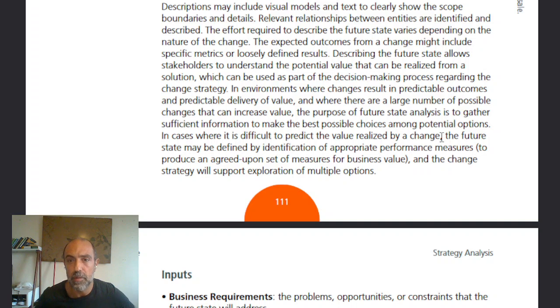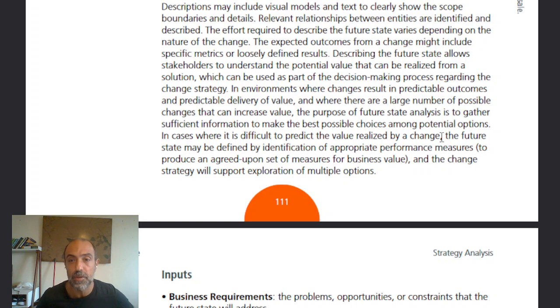I'm going to read this again. Describing the future state allows stakeholders to understand the potential value that can be realized from a solution. Which can be used as part of the decision-making process, of course. So ultimately, when it comes to stakeholders, we have to be able to describe it and explain it to them, and they have to say yes and understand what we're talking about.